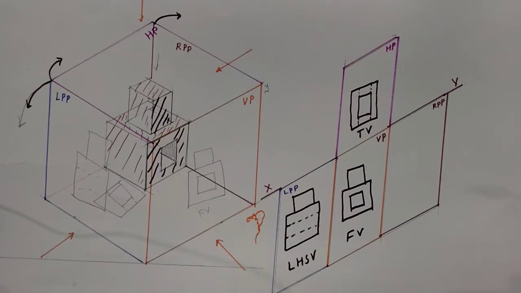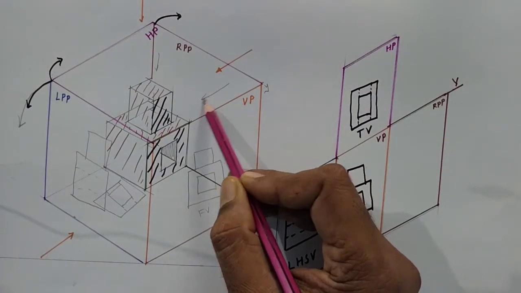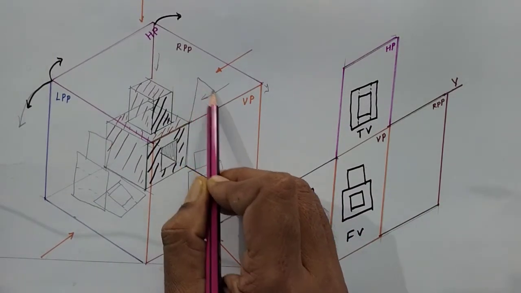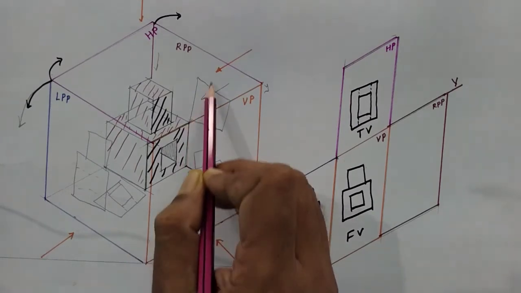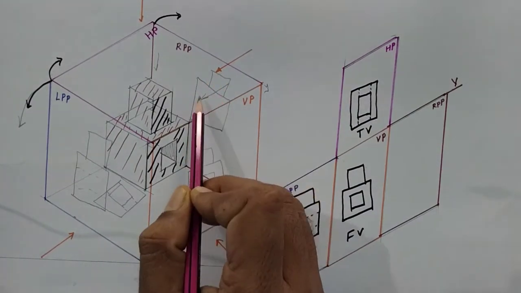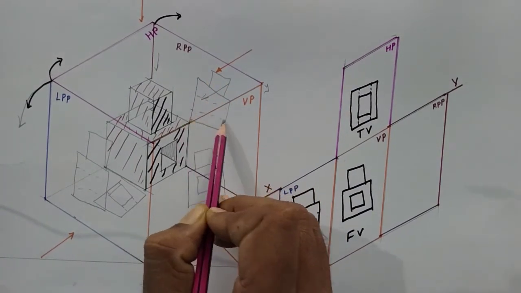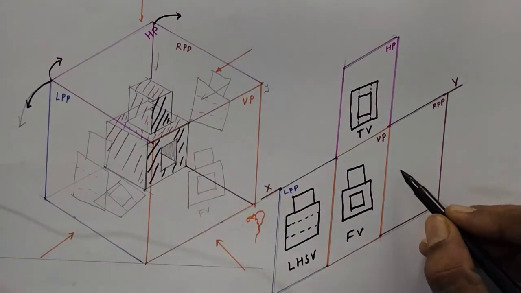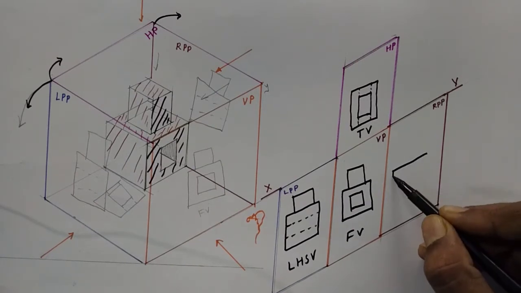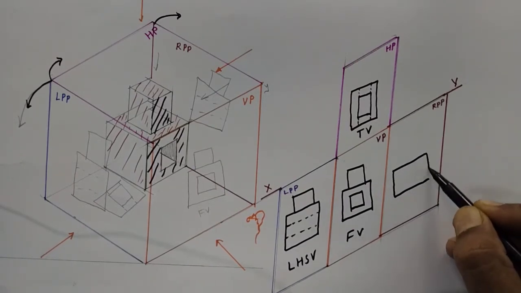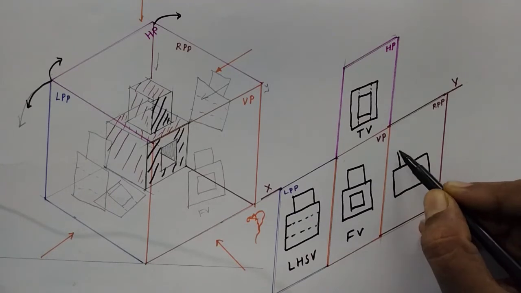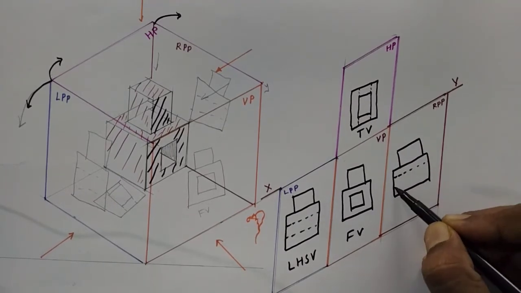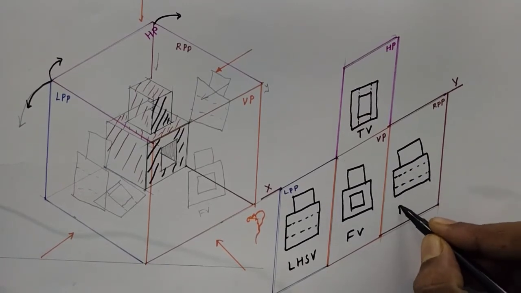Similarly, you observe your right hand side view. The right hand side view is also the same, with a dotted line, and it is on the right side of the elevation. So here I draw the right hand side view. It is always on the right side of the elevation in third angle projection.